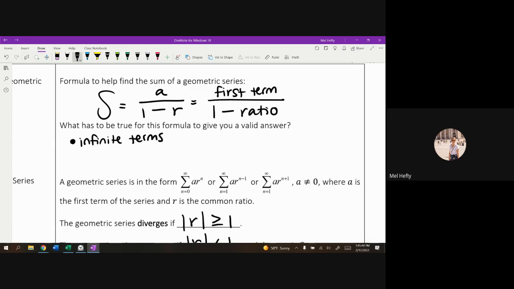If we're using this to find the sum of the first 10 terms, you're doing it wrong, because if you had 10 terms, you should just add them together. Also, your series does need to converge.